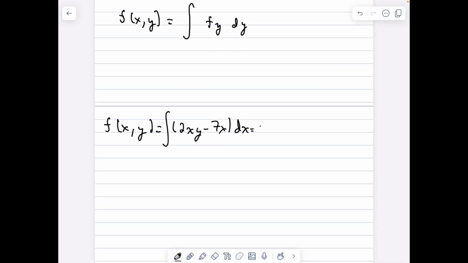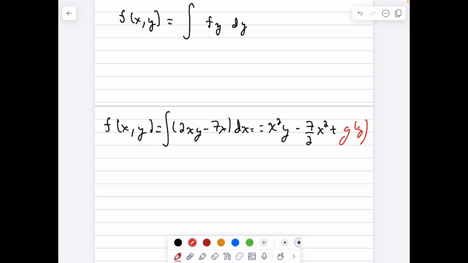If we integrate with respect to x, y will be treated as a constant. So this is going to be x^2 y - (7/2)x^2 + g(y), okay, in red here. Now, why g of y? Because we're integrating with respect to x, so anything that is not x is like a constant for us. Normally when we find the antiderivative of something, you include a constant. But in this case, the constant is replaced by a whole function of y.